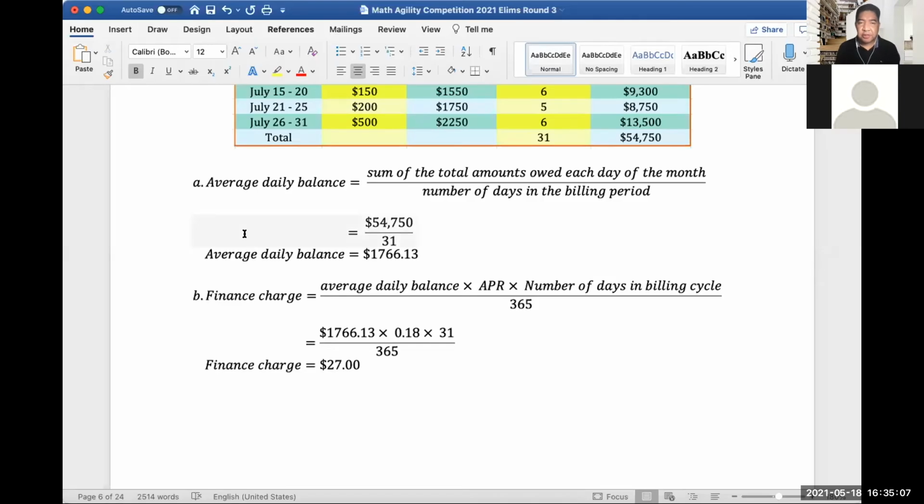Okay, welcome back. So let's go back to the average question. Number one. So annotate.